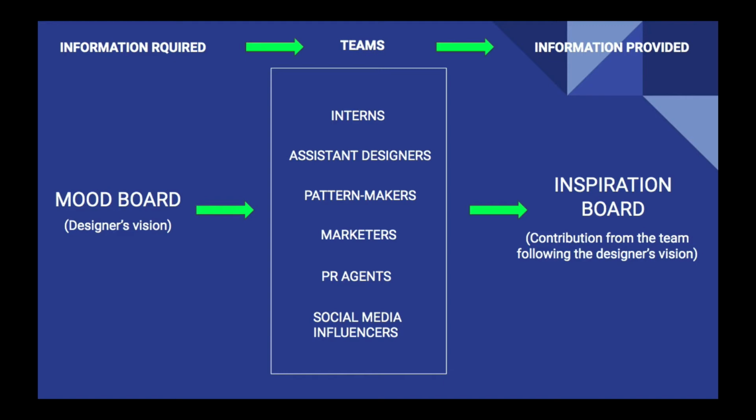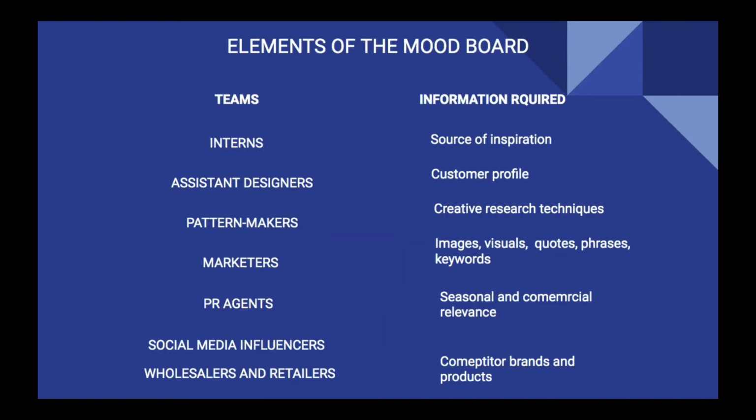Let's now look at the elements of the mood board. The elements are easily derivable depending on the information needs of the teams working with you. There is some information which is required by all the partners, such as inspiration sources, while other information is more specific. For example, the choice of keywords to be used as hashtags on social media, or the choice of research techniques to be explored by the pattern makers.